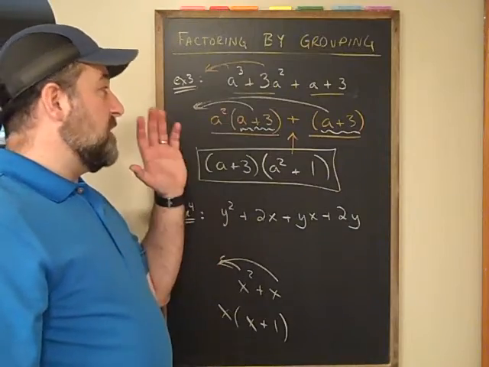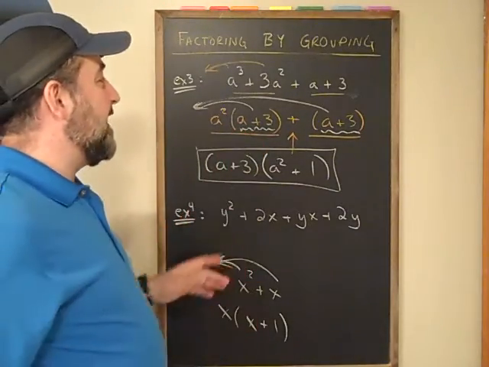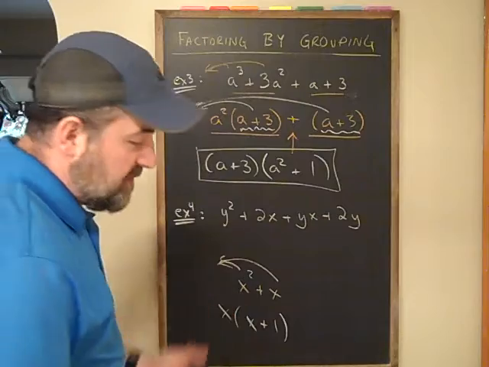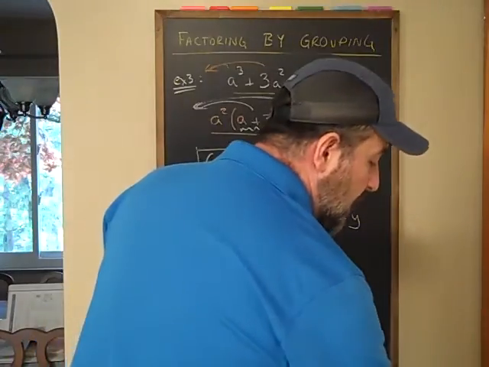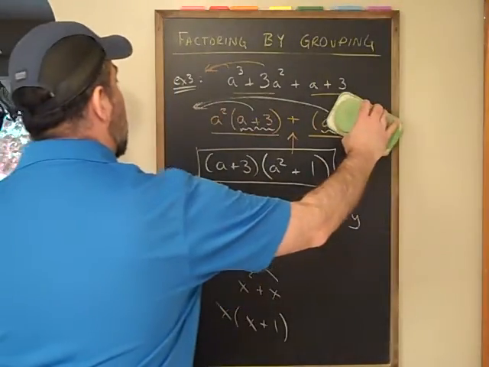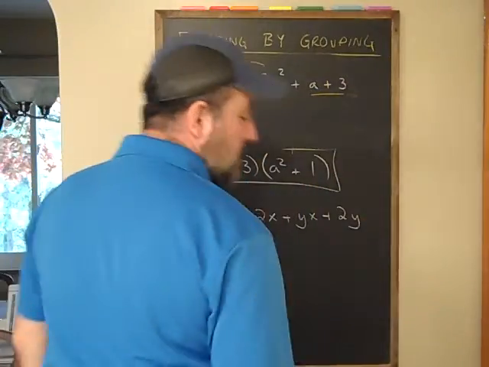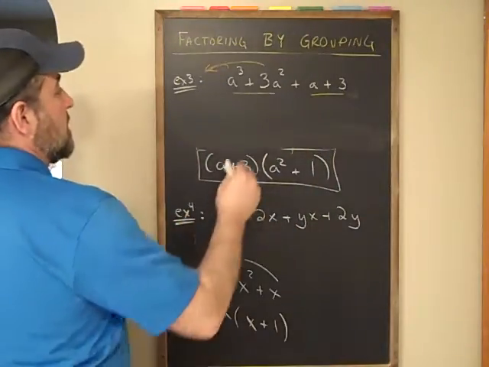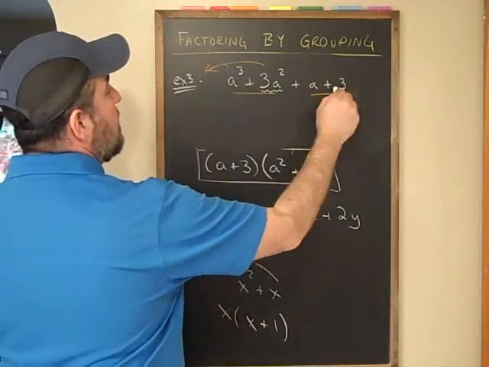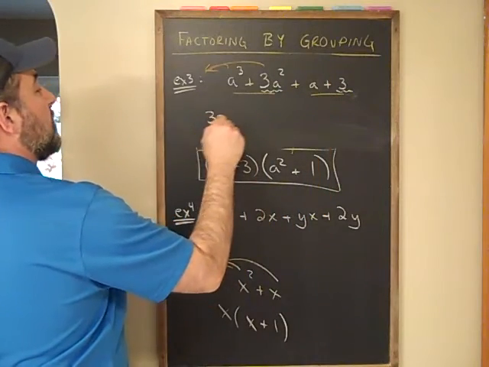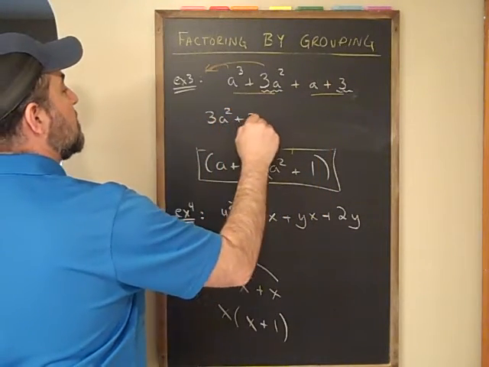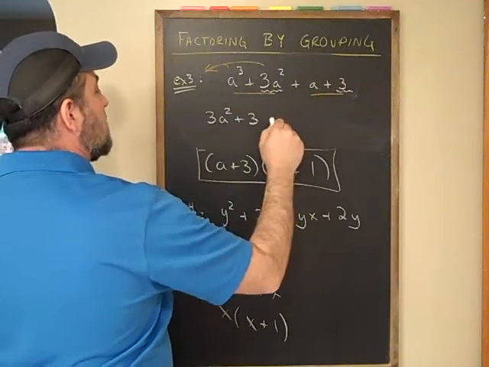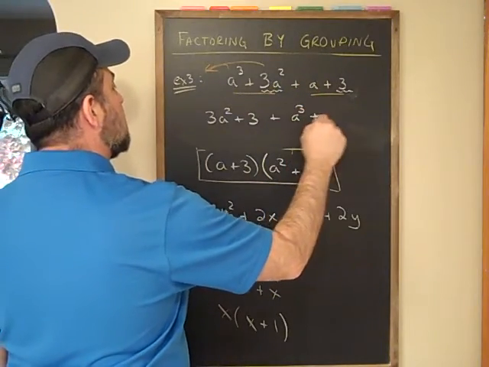I also see students that are like, I don't like that. That seems suspicious. I don't want to do it that way. I'm going to reorder it. And you can. Sometimes I'll see students do this. They'll say, hey, this is a 3, this is a 3. I'm going to put those first. 3a squared plus 3. That has an a and that has an a. So I'm going to write plus a cubed plus a.